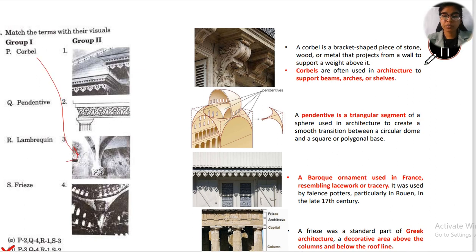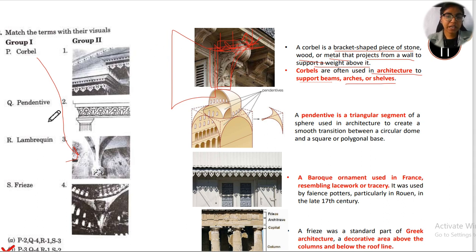So what is a corbel? It is a bracket-shaped piece of stone, wood or metal that projects from a wall to support a weight over it. Suppose this is your wall and it is projected from it, but it is giving support to the roof above. So this is the function of the corbel. They are used in architecture to support beams, arches or shelves. You can place corbels below any beam, arch or shelves also.